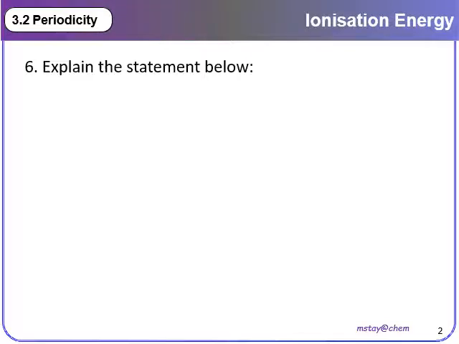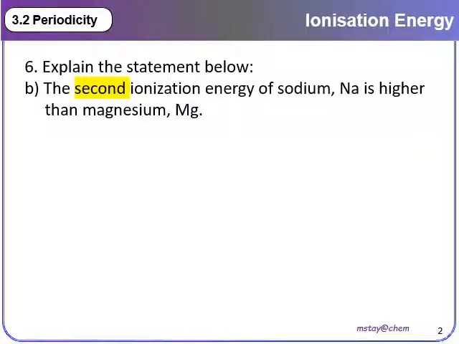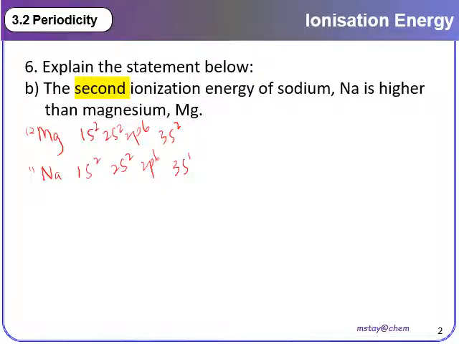Proceed to question 6b. The second ionization energy of sodium is higher than magnesium. As usual, we always need to write down the electron configuration. Just now we already wrote for magnesium, so it's 1s2 up to 3s2. Next we have sodium. Sodium has 11 protons, so 1s2, 2s2, 2p6, 3s1. This is the electron configuration for magnesium and sodium respectively.